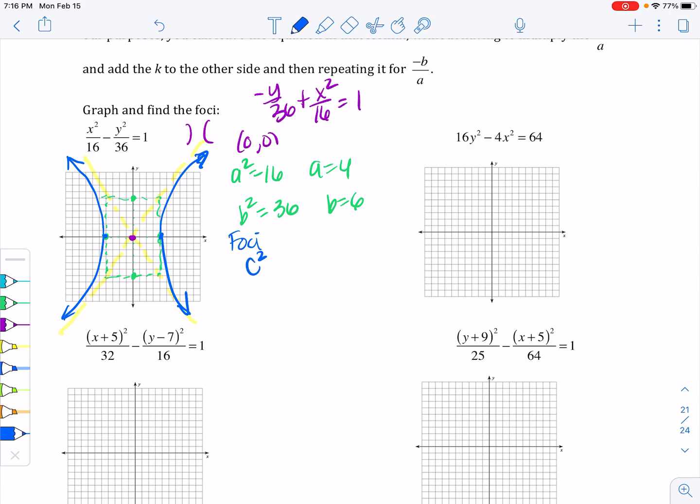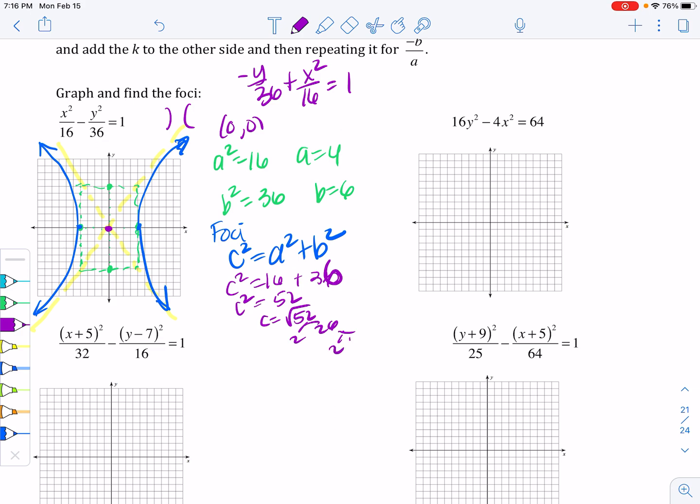For hyperbolas, the equation is a minus, so inside the c squared, it's a squared and b squared added. These signs are opposite of each other. So we're just going to do 16 plus 36 equals c squared. 16 plus 36 gives us 52, equals c squared, so c is the square root of 52, which is 2 times 13 under the root, so that gives us 2 root 13.